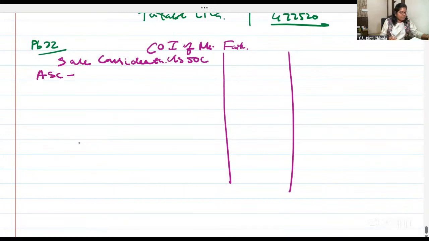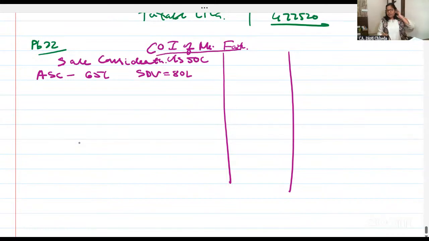Actual sale consideration. How much he has sold the house? 65 lakhs. Whereas the government stamp duty value is 80 lakhs. Apply the knowledge. You have sold it for 65 lakhs, whereas the stamp duty value is 80 lakhs. So obviously we will take 80 lakhs. Are there any expenses? No.